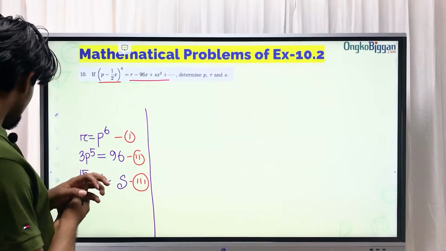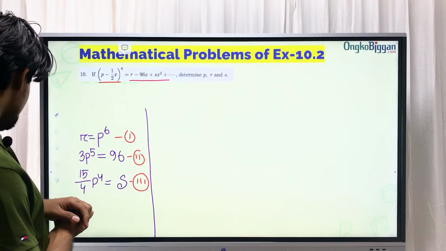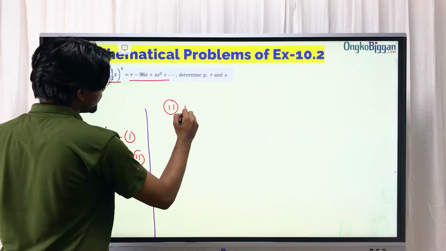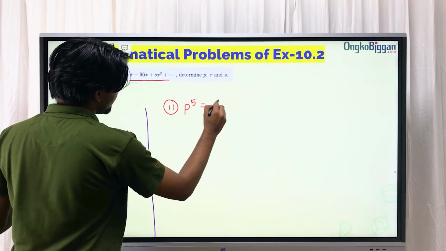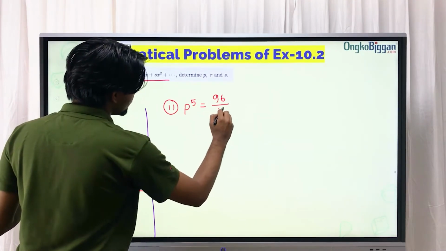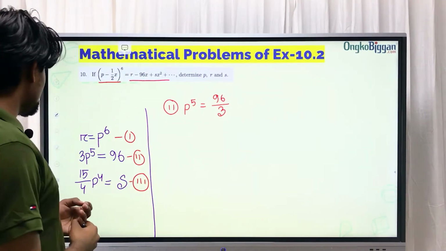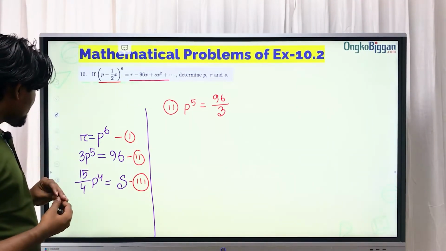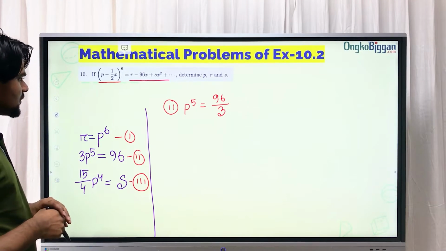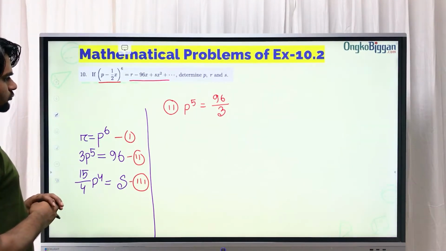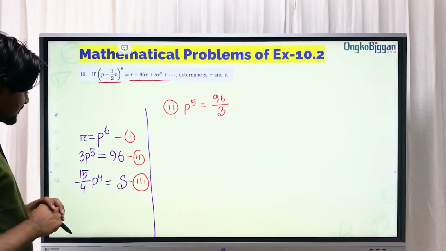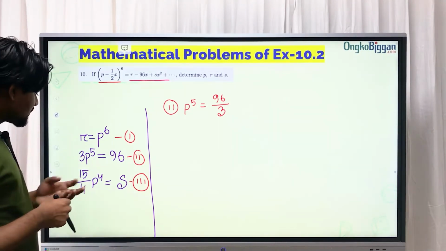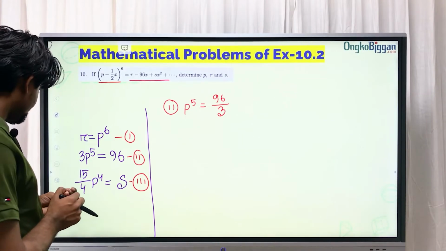So what we can do here is start with the 2. So p to the power of 5 is actually equal to 96 by 3. So 96 by 3 and we have p to the power of 6 as on the 1. So can we get something about the 1? There are 3 unknown values and we have to actually simplify them so that we can get 2 unknown values.